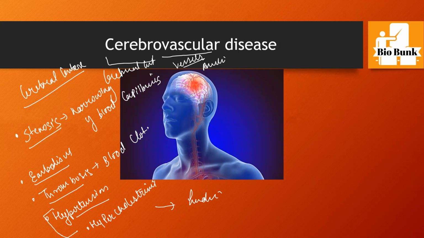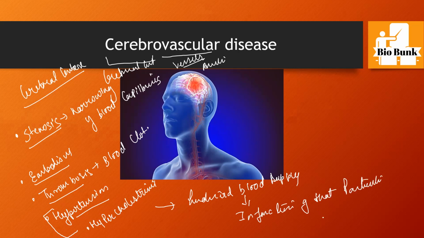These are different things. It will lead to rupture of the blood vessels. But in case of stenosis, when there's a narrowing of blood capillaries, embolism, and thrombosis, that particular area will have hindered blood supply. When there is hindered blood supply, what will happen? It leads to infarction of that particular area.